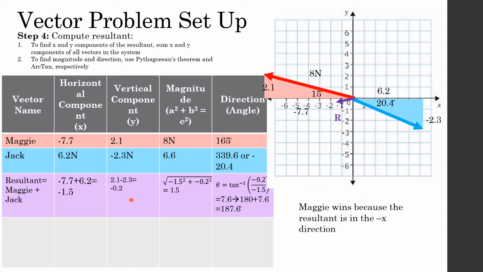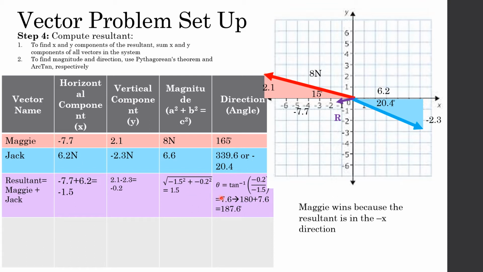Okay, so to calculate the vertical component, we're going to add our forces up. So we have 2.1 plus a negative 2.3, and that sums to a negative 0.2. To find the magnitude, we use Pythagorean's theorem. So for these two summed forces here, those are our components of our final resultant vector, right? So we take negative 1.5, we square it, we add it to negative 0.2, we square that, we take the square root, and we find that that's about 1.5.